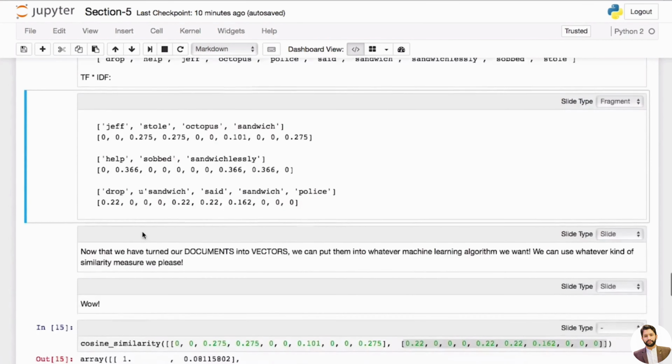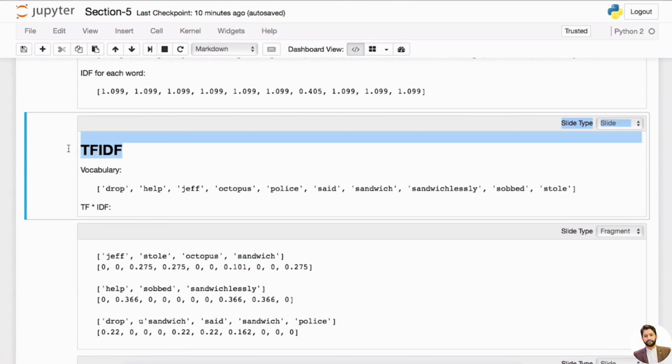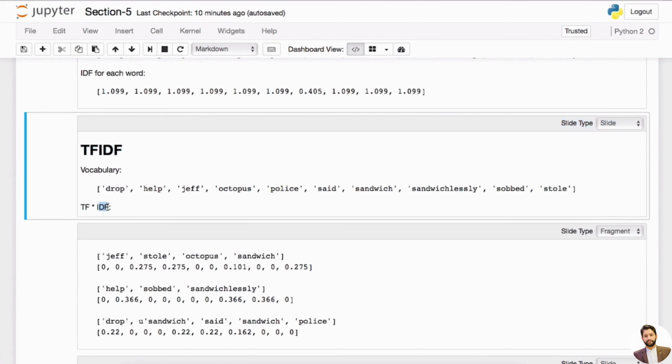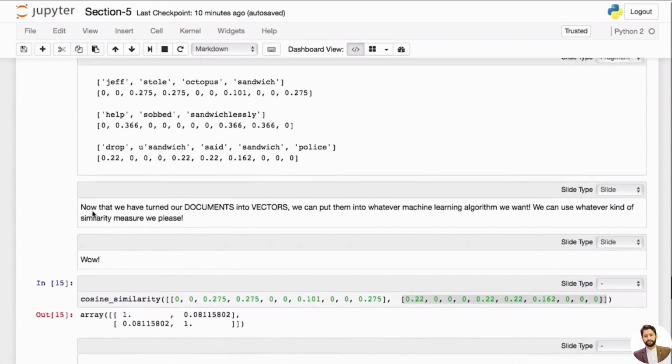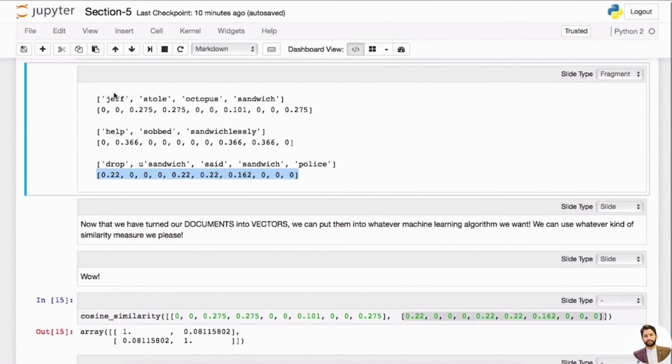So that's the difference between count vectorizer and TF-IDF. Count vectorizer is a bag of words, pure counting of the frequency of the words. However, TF-IDF adds another term called IDF, the inverse document frequency, times term frequency. That's pretty much it. So now we have this vector for the first document.